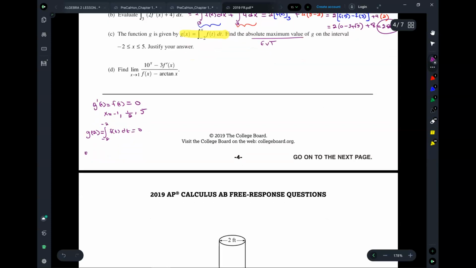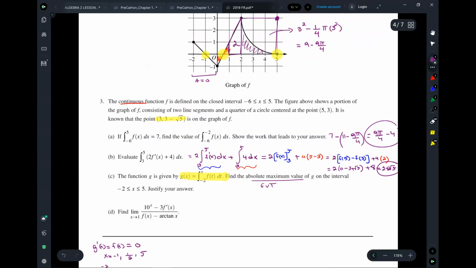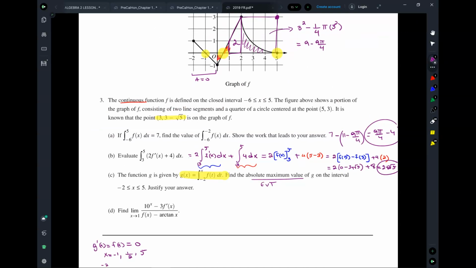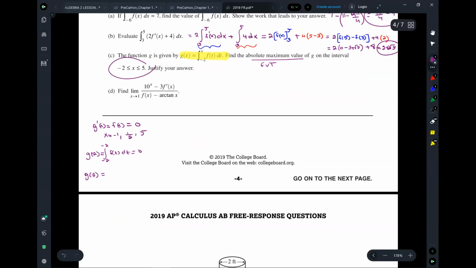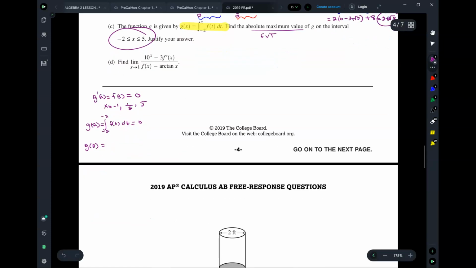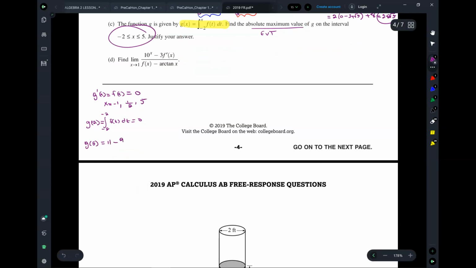Okay? We also need g of 5. We found g of 5, didn't we? G of 5 is this entire area, right? We just found it. What was it? Where did you get g of -2? So these are the endpoints. Oh, okay. So g of 5 is 11 minus 9 pi over 4. We found that in part A.